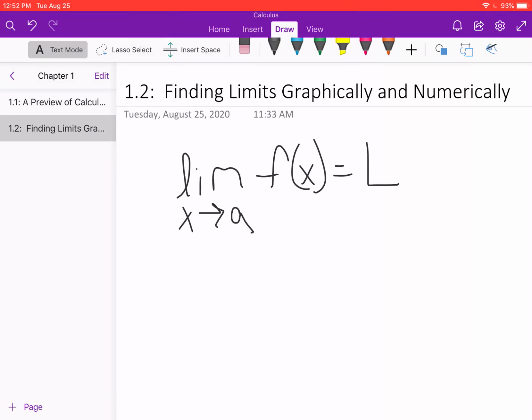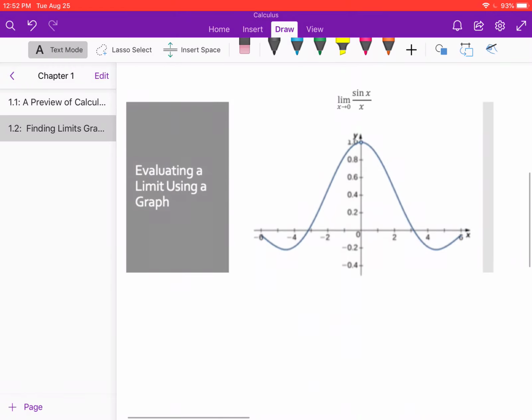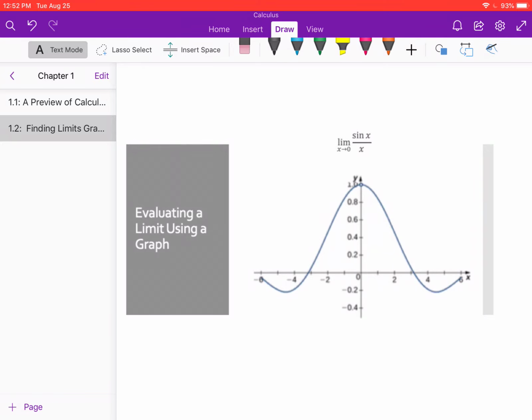So let's talk about finding that graphically. So evaluating using a graph. Here we have the limit as x approaches 0 of sine of x over x. So we want to look at this x-axis here, and we want to say, okay, as x gets closer and closer and closer to 0 from both sides, what happens to y?